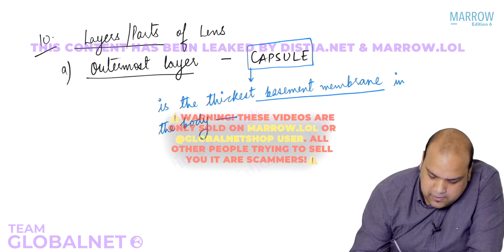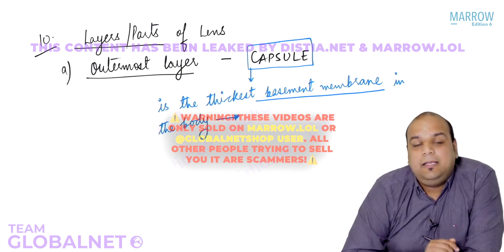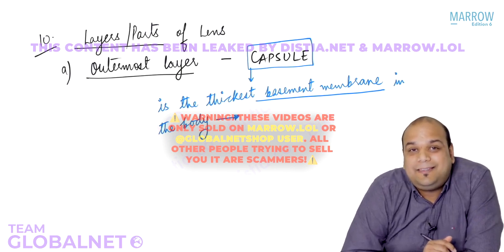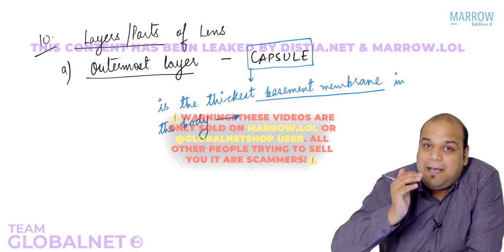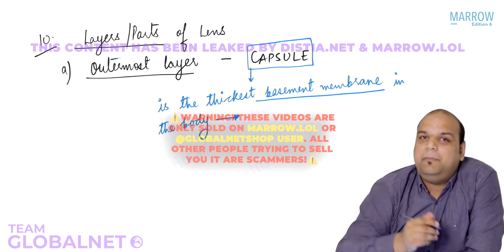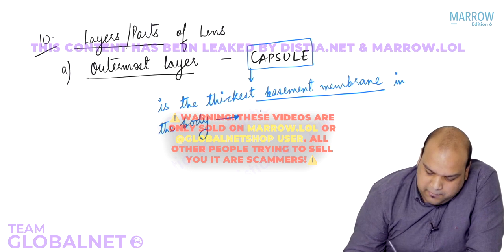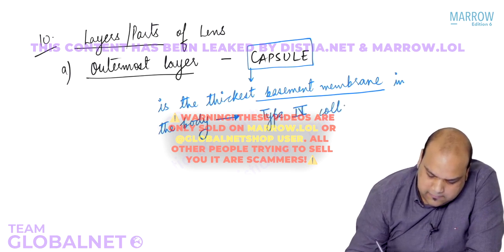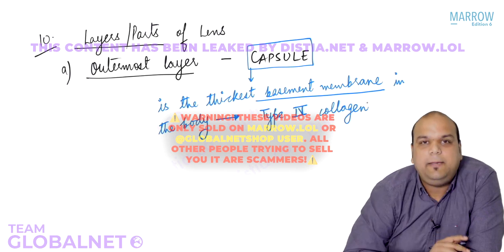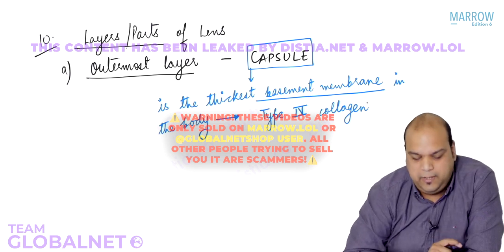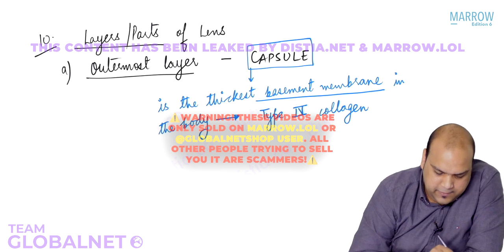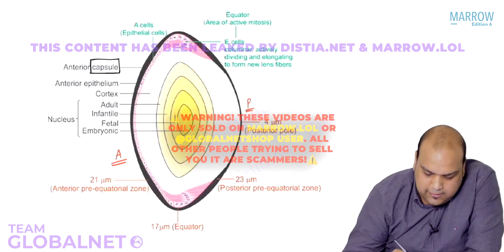This is an anatomy question also, guys: which of the following forms the thickest basement membrane in the body? The capsule of the lens is the thickest basement membrane in the body. If it is a basement membrane, it should contain type 4 collagen.